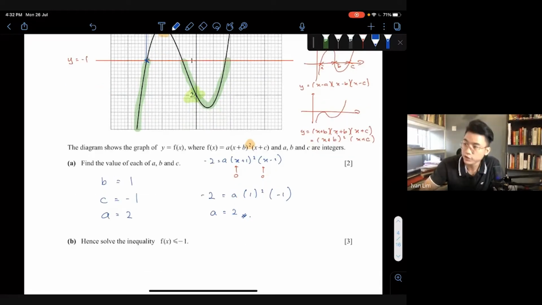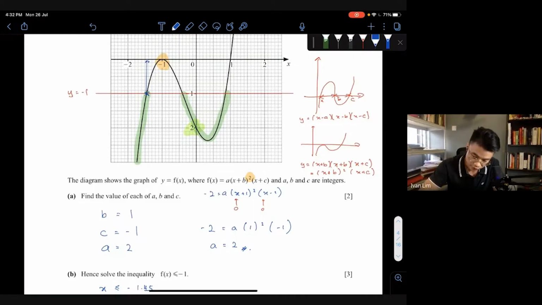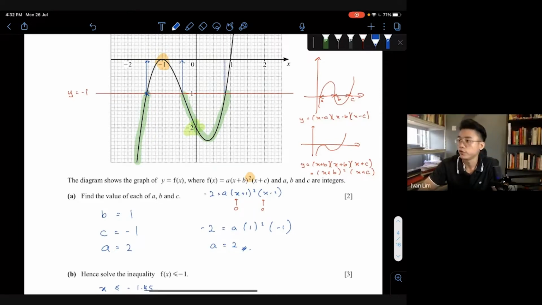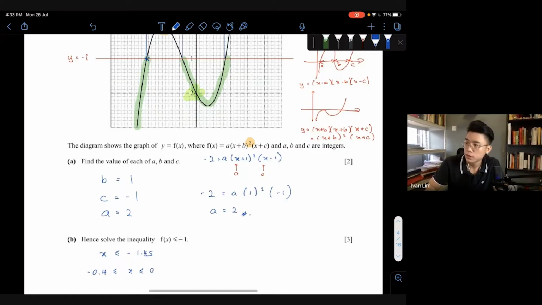Negative 1.45. Okay. So x is less than or equal to negative 1.45. Then you also get this range here, which is what? Negative 0.4 to 0.85. Yes.